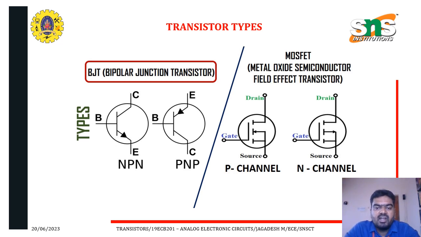So what is the difference between these two? The BJT is a current controlling device, and the field effect transistor is a voltage controlled device. This is the major difference between these two types of transistors. Also, in the case of FET, it again has several types. There is the junction field effect transistor, and the MOSFET, metal oxide semiconductor field effect transistor.